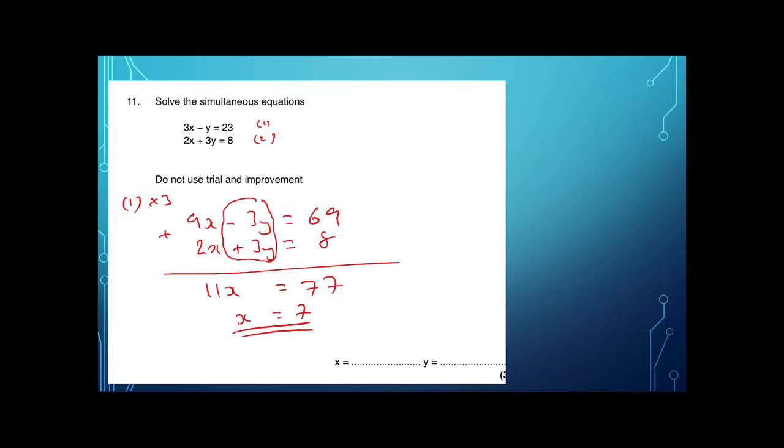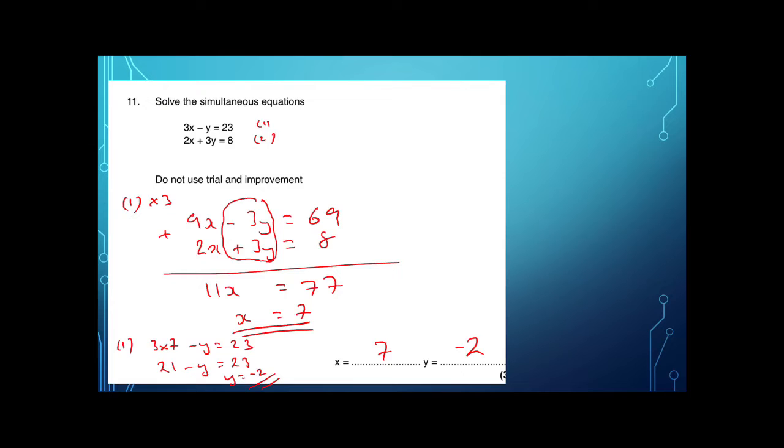Going to use equation 1 to find the value of y. So 3 times 7 minus y is equal to 23. So that's 21 minus y is equal to 23. Now you're subtracting y and getting a bigger number, so the only way that could be true is if y is negative, and it is: y is equal to negative 2. So x is equal to 7, y is equal to negative 2.